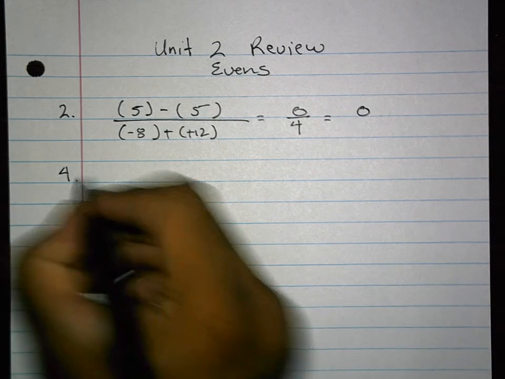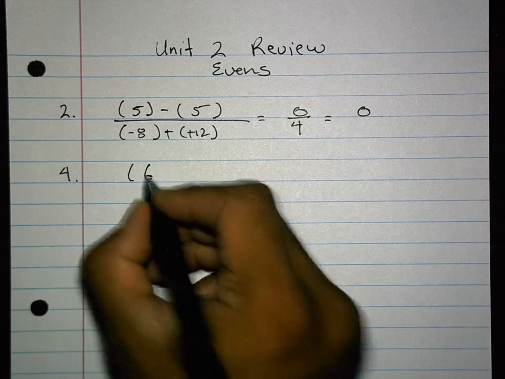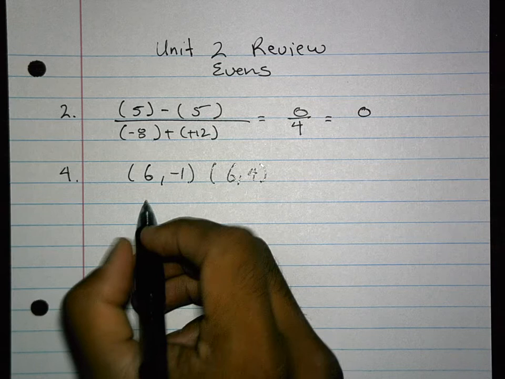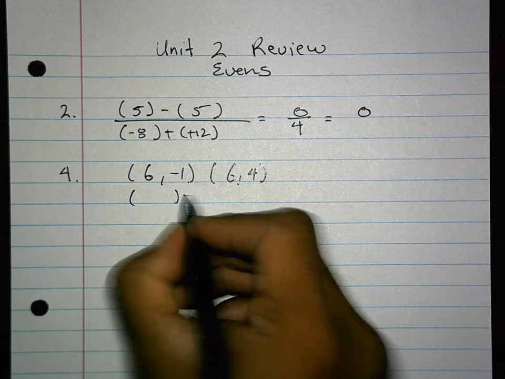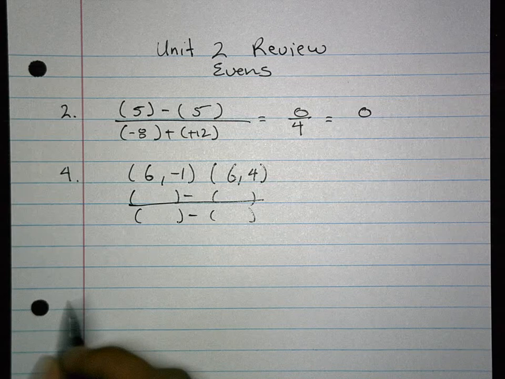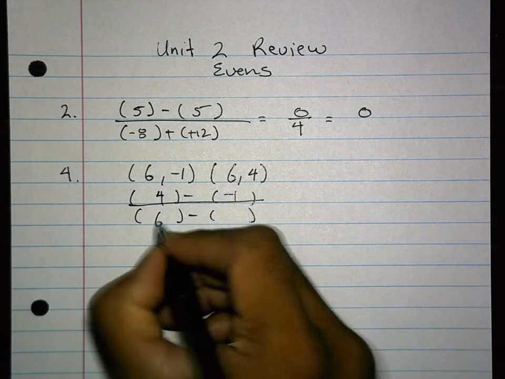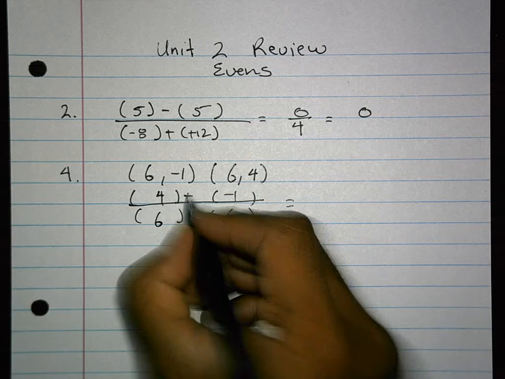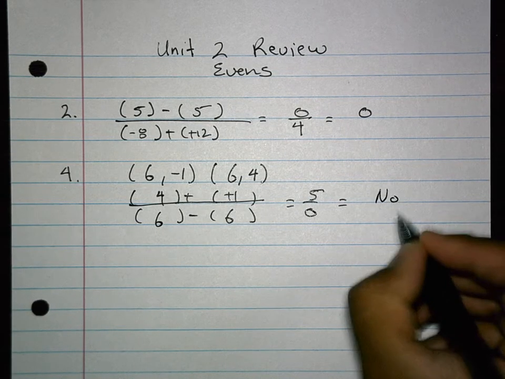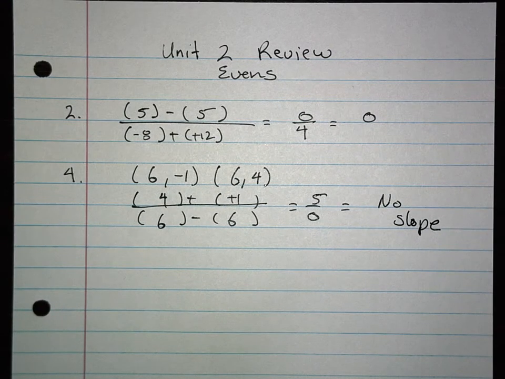Number 4 is actually, let me write the points out. So this one's going to be, when I set up my slope formula, 4 minus negative 1 over 6 minus 6. And you see this is going to be 5 over 0, and this is what we call no slope. Cannot divide by 0.